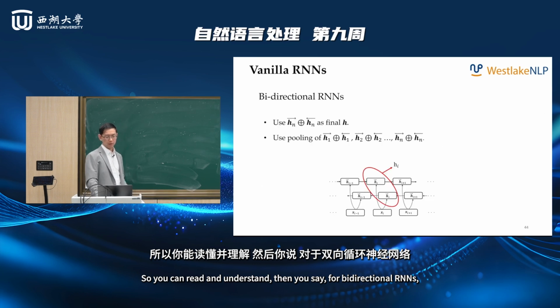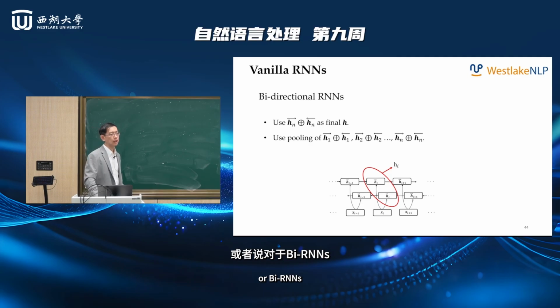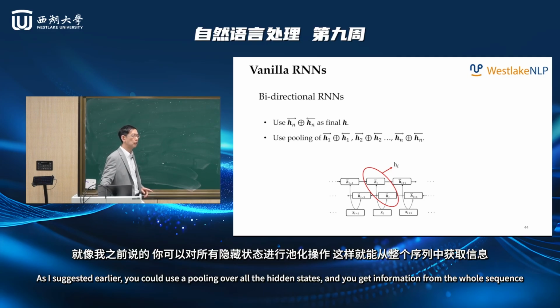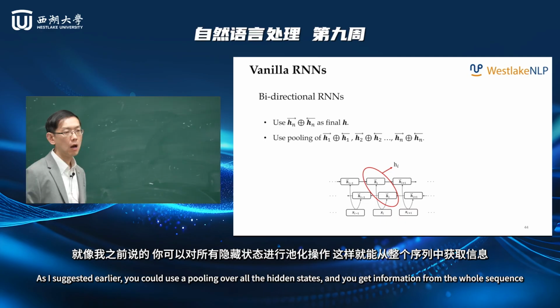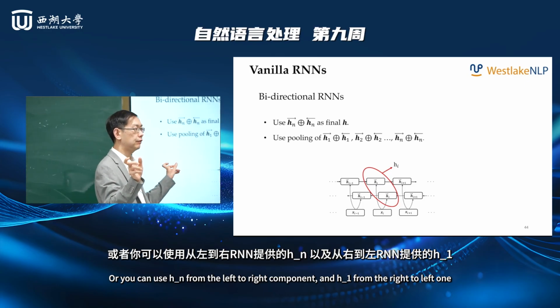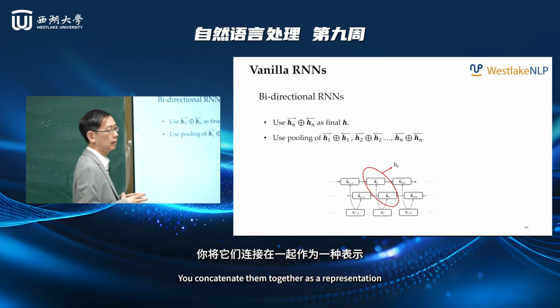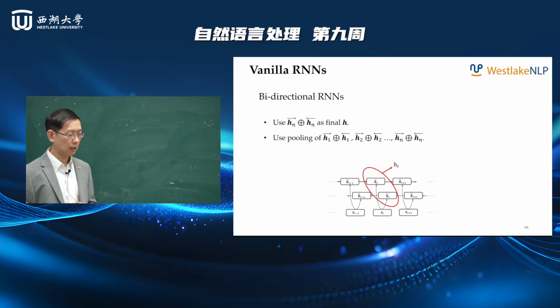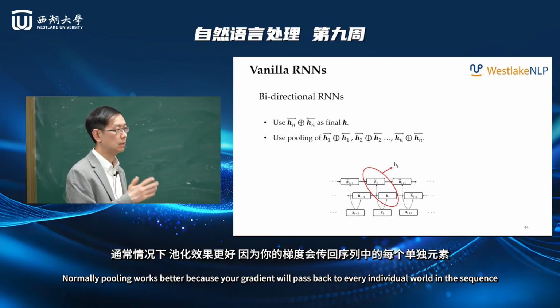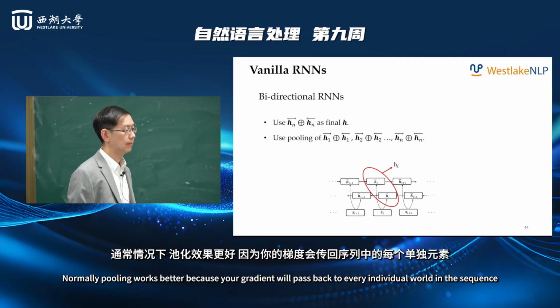Then you say, for bidirectional RNNs, or bi-RNNs, how can you represent the whole sequence? Well, as I suggested earlier, you could use a pooling over all the hidden states, and you get information from the whole sequence. Or you can use H_N from the left to right component and H_1 from the right to left one. Okay, you concatenate them together as the representation. Normally, pooling works better, because your gradient will pass back to every individual word in the sequence.